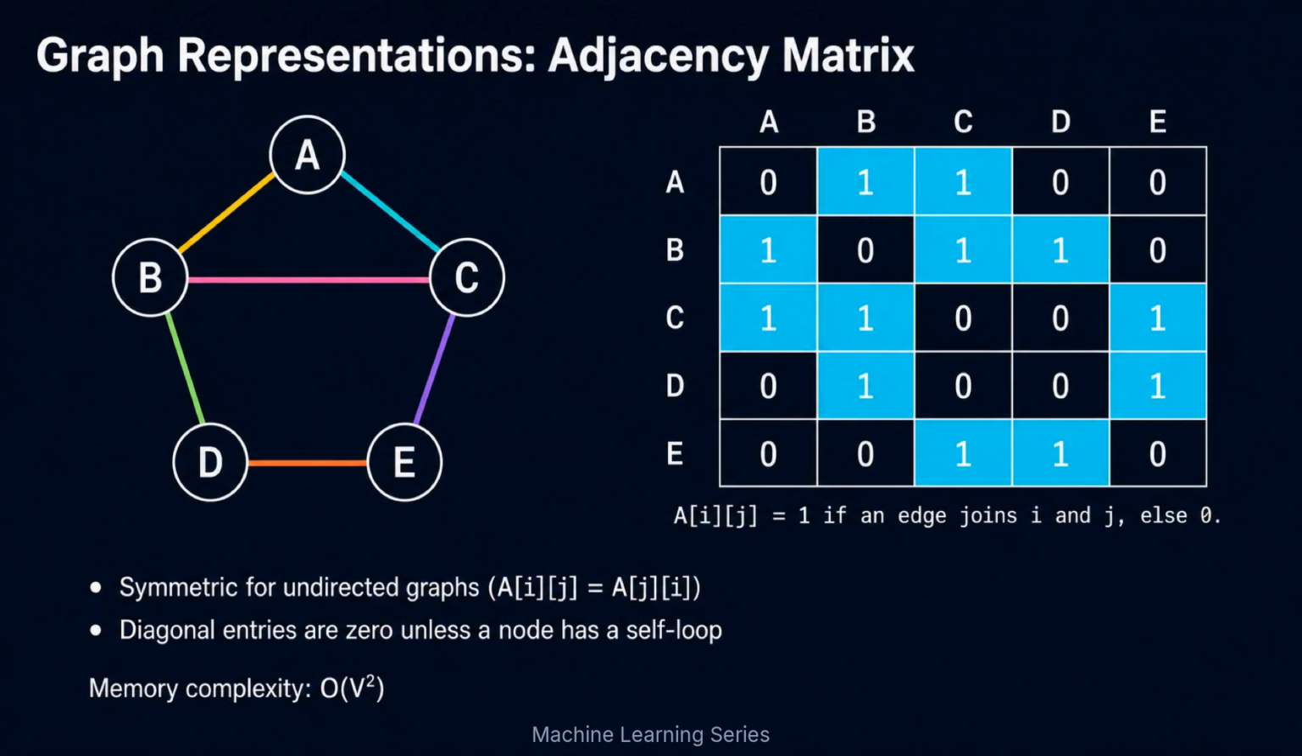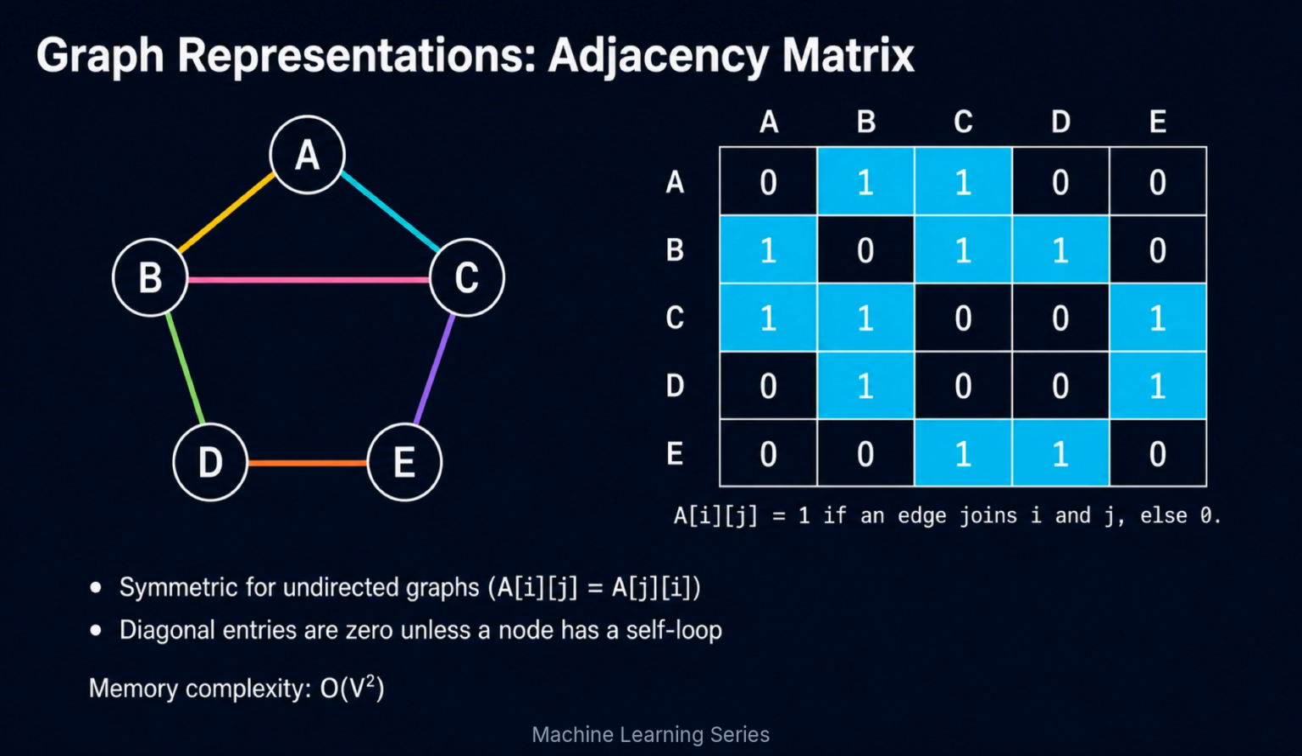How do we store a graph in computer memory? The most straightforward way is an adjacency matrix, a square matrix where rows and columns represent nodes and entries indicate edge presence. For a graph with V nodes, we create a V by V matrix. If there's an edge between node i and node j, we put a 1 at position ij. Otherwise, we put a 0.